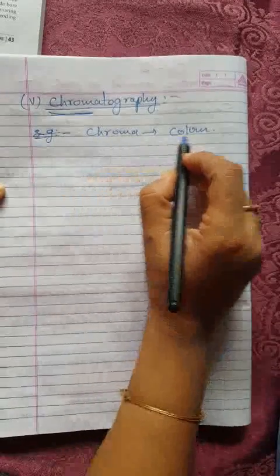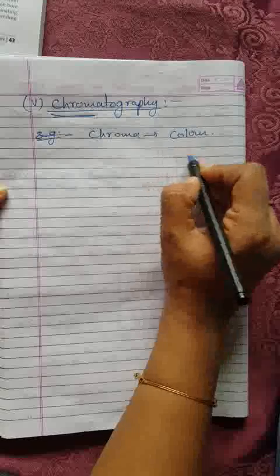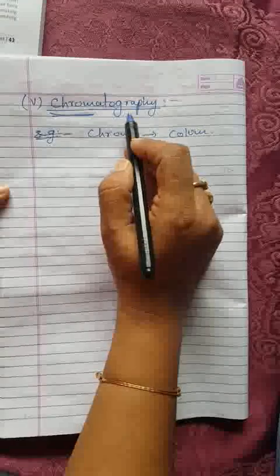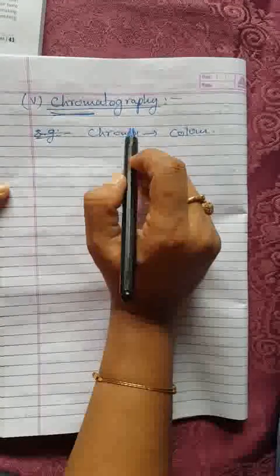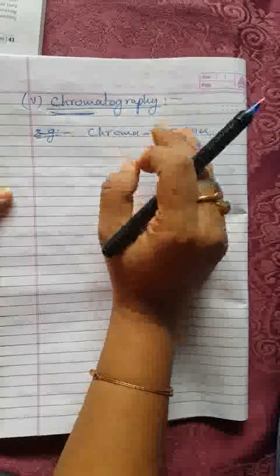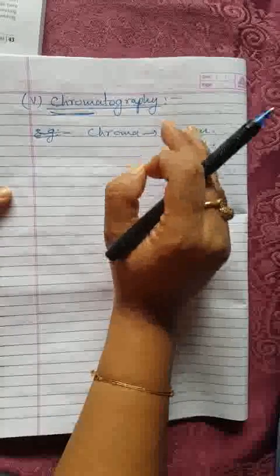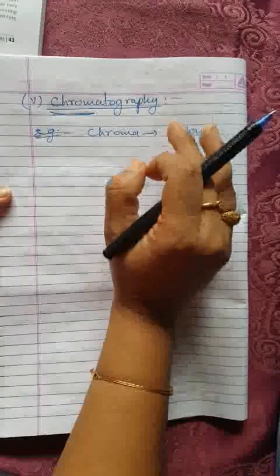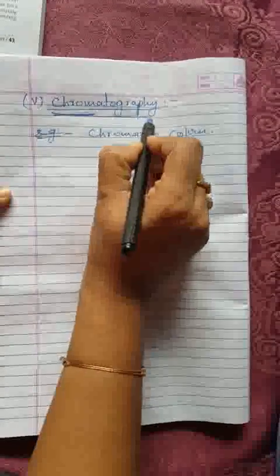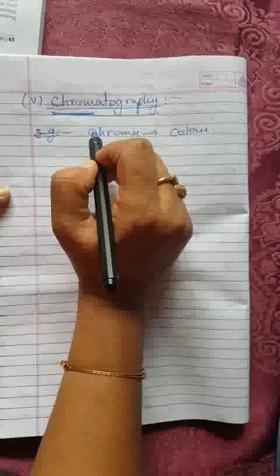What I am saying, chroma means color, and graphy means writing. So when various colors are mixed in a solution, these various colors are separated by chromatography. You will be surprised to know, you must have seen different types of printing, like the tie and dye method famous in Gujarat and Rajasthan to make patterns on cloth. This tie and dye method is based on chromatography. I will explain how it actually occurs.